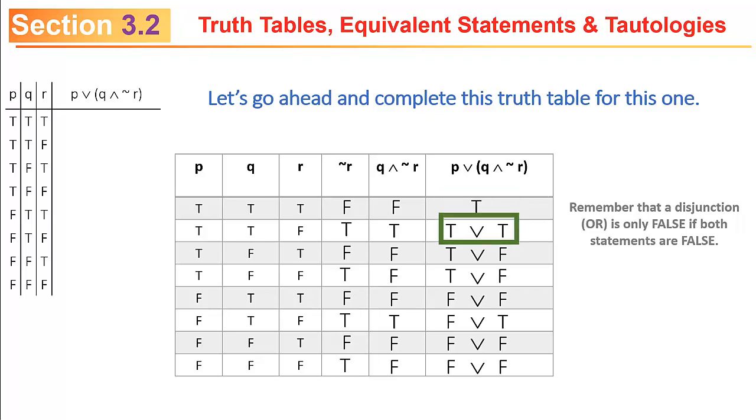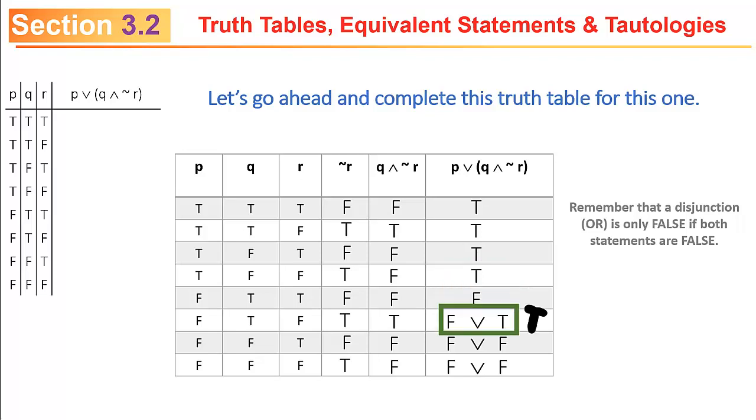True is not both false, so that's true. That's not both false, so it's true. That's not both false, so it's true. That is both false, so it's false. That's the only case when an OR is false, when they're both false.